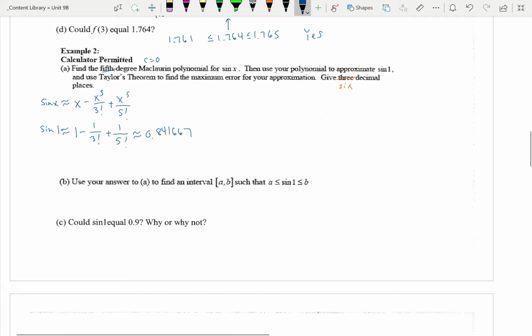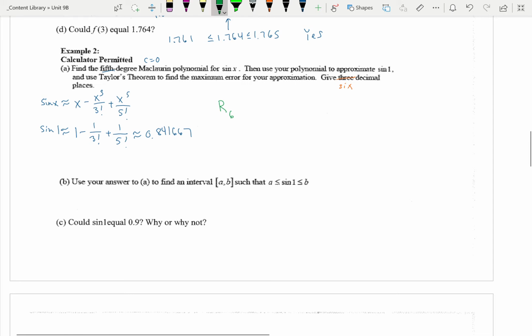All right, and then it says use Taylor's theorem to find the maximum error of your approximation. So in other words, find r, or not find r, we can't find r, but find the largest possible value of r. Now here's a question, r sub what? You might say r sub 5, and you wouldn't be wrong, but we could do better than that. I'm going to call this r sub 6, and I'm wondering if anyone can understand why.